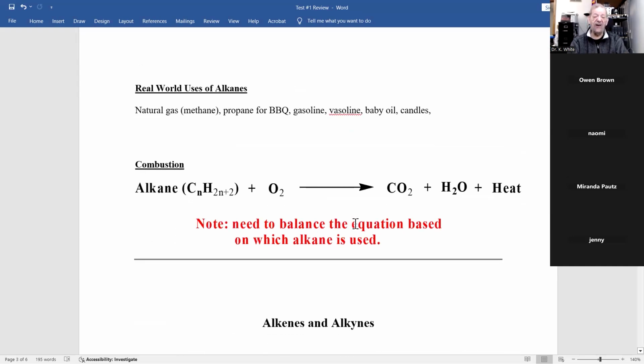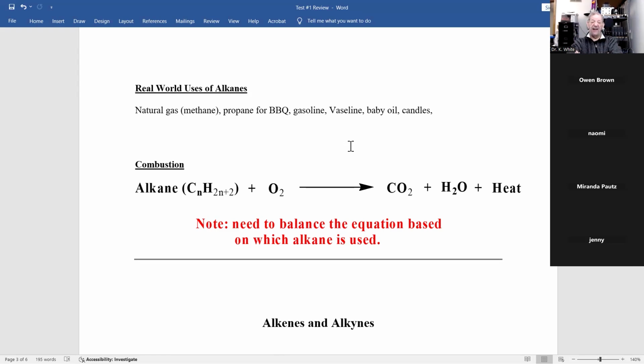Now, when I'm talking about general knowledge, and I think I spelled Vaseline wrong. There, it's better. But anyways, you should know, for example, where would you find alkanes in your daily life? Well, natural gas that you cook with, like I have in my house, is methane, an alkane. Propane for your barbecue, it's in the white canister.